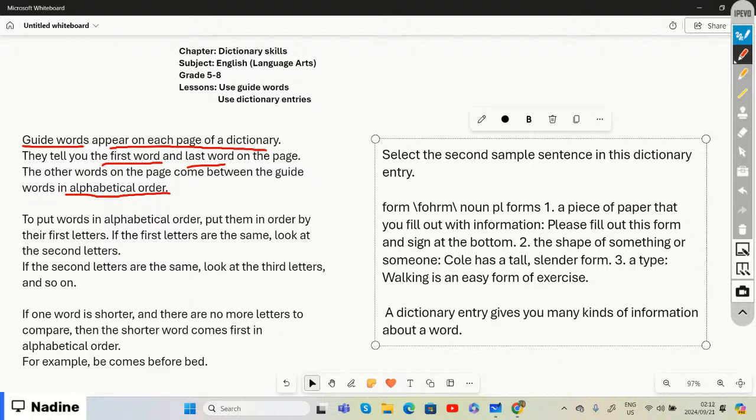So when it comes to dictionary words, in order for us to put words in alphabetical order, remember, it doesn't have to start from A, it depends on which letter the word starts with. You need to put them in order by first letter. Then if the first letters are the same, you look at the second letter. And if the second letters are the same, you look at the third letter, and so on and so on. This is when you are either putting words in alphabetical order or about to write the words in alphabetical order.